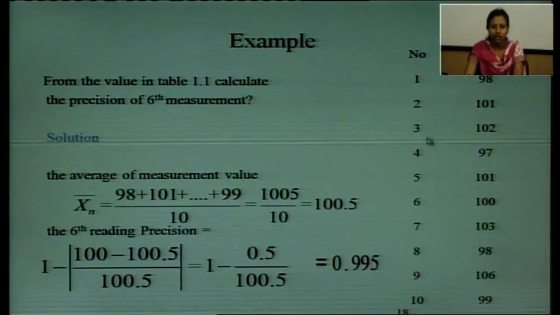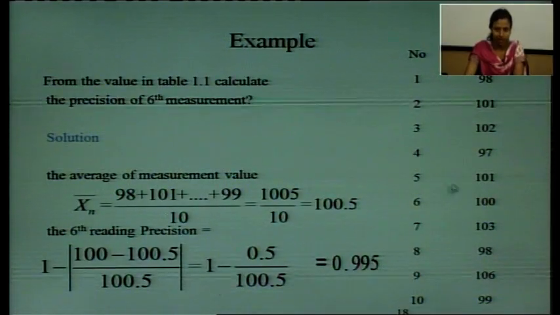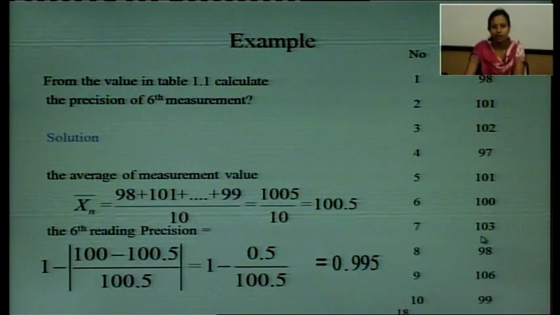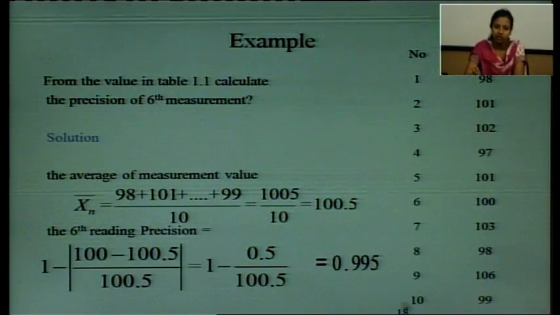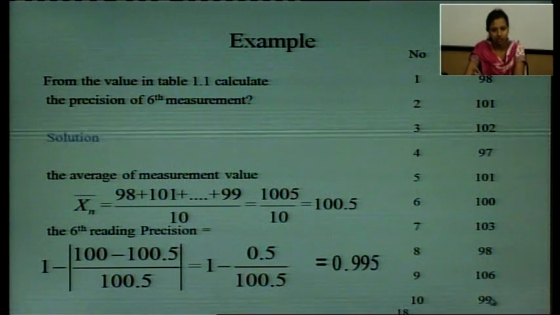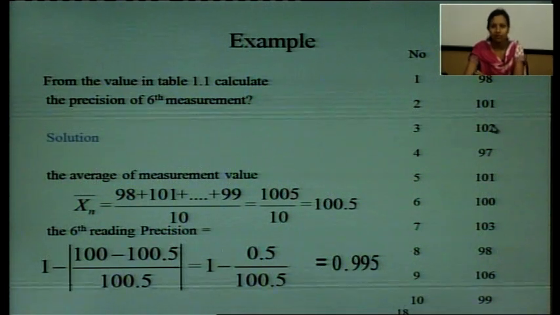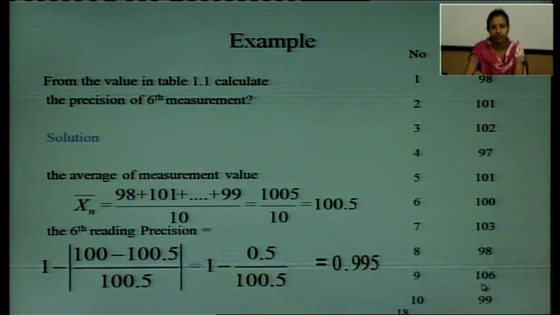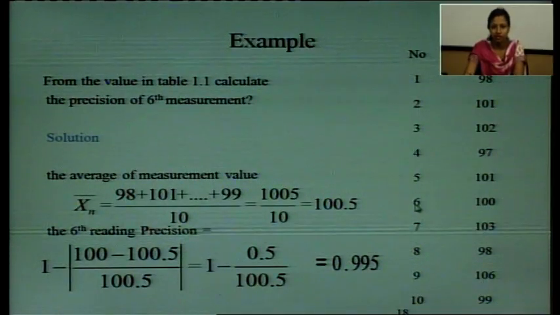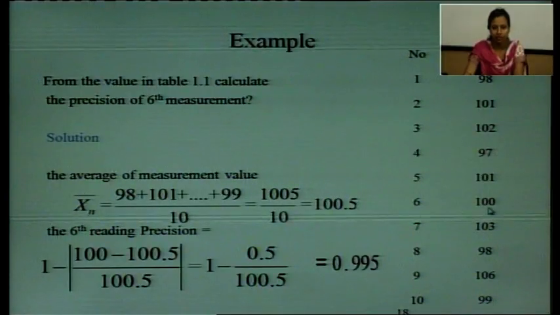Here we take the concept from random error. These types of error are called random error because the same environment is there, the same instrument is there, but they occur by chance. We need to measure the precision in the 6th measurement, the value of 100.